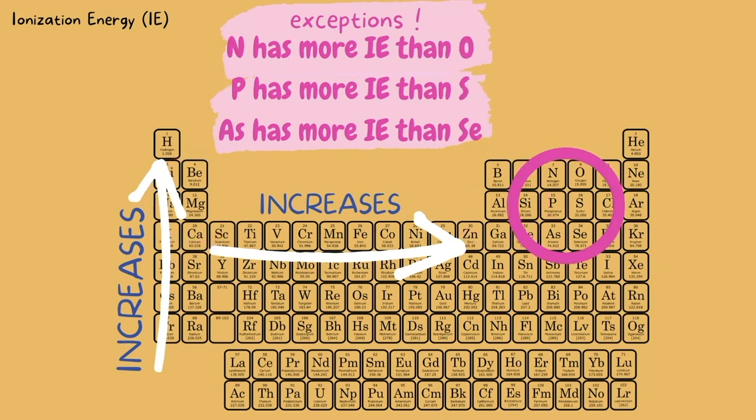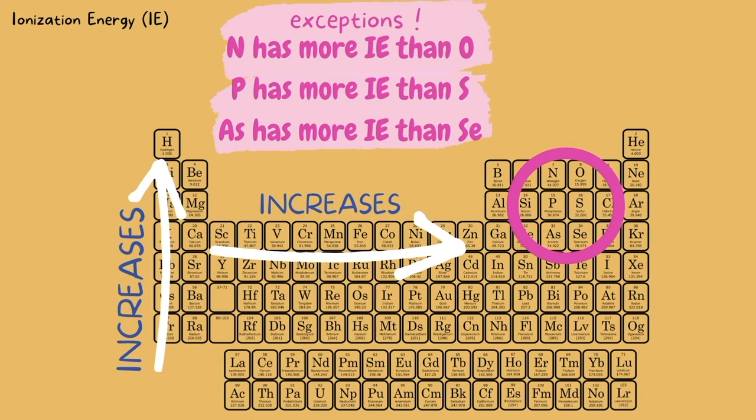You're also going to flip these that I've circled. So nitrogen has more IE than oxygen, phosphorus has more IE than sulfur, and arsenic has more IE than selenium. By the way, if you're wondering why this is, I'm not going to go over it in this video, but if you know how to do electron configuration, go ahead and do the electron configuration for one of these examples and you'll see why you need to flip them.